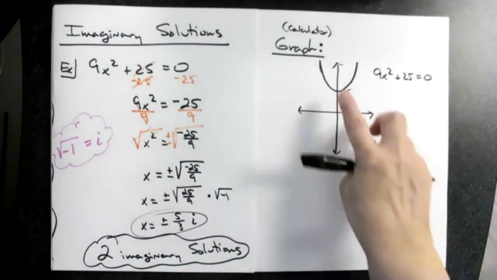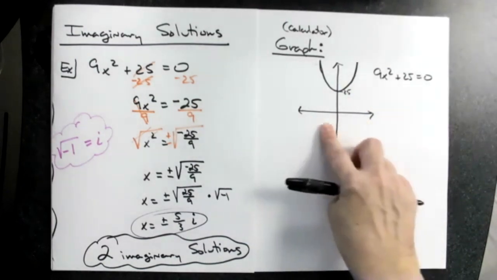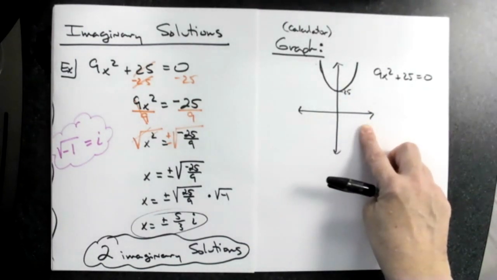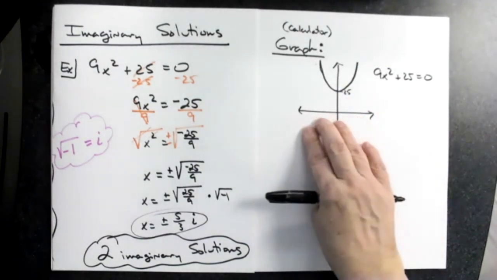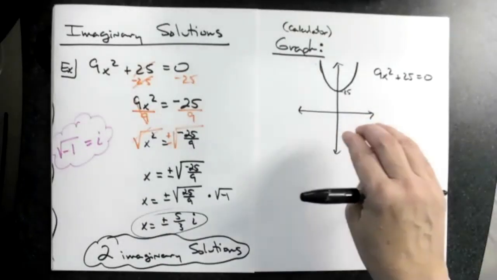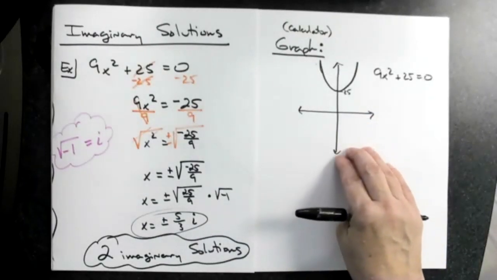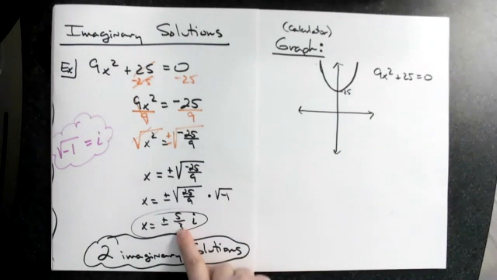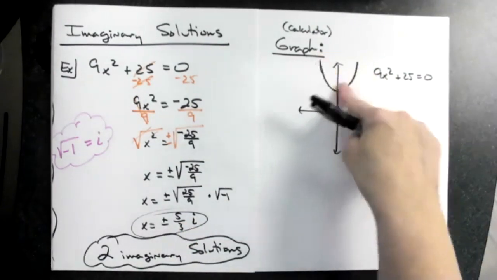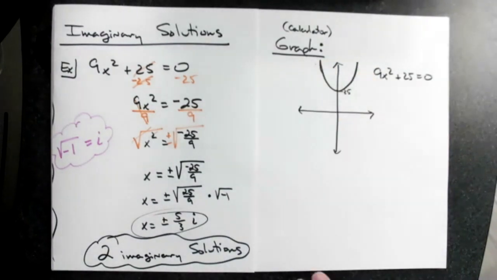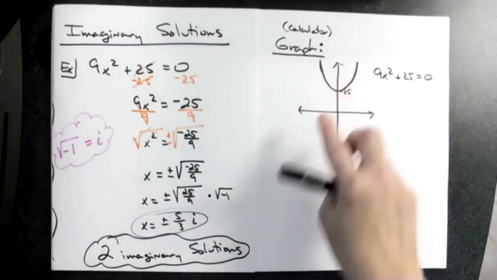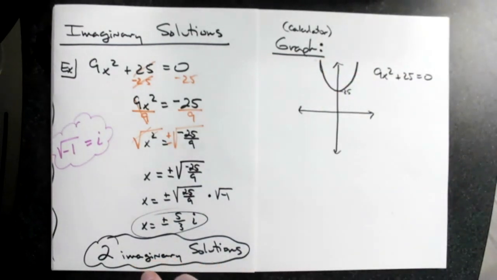Okay, now stop and think about it. Does it cross the x-axis anywhere? No, it does not. So when it crosses the x-axis, those are the real solutions. All right, but we didn't come up with any real solutions in this. We only came up with two imaginary. So even though I graphed the parabola all the way up there, it's not that it doesn't have solutions. It just has imaginary solutions. So whenever it's like this, it has imaginary solutions.